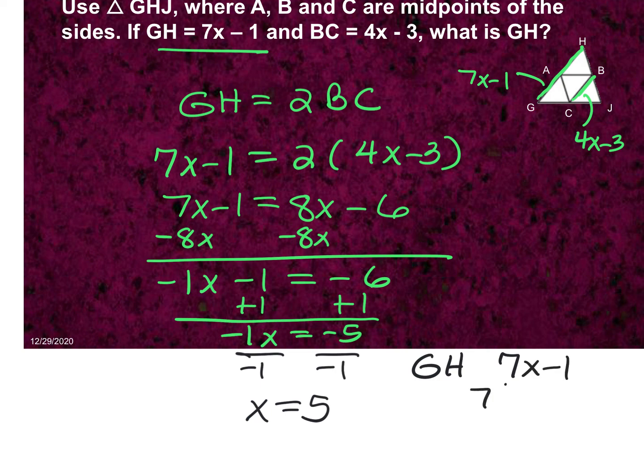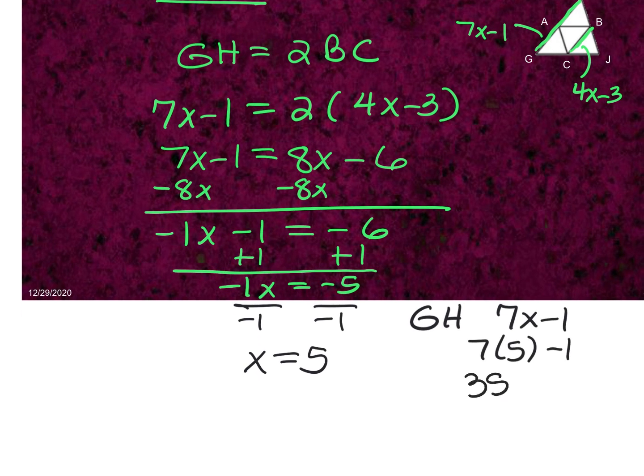Now to find the length of GH, GH was 7x minus 1. I'm going to replace x with 5. I'm going to multiply. I'm going to subtract. And the length of GH is equal to 34. And that is it for the notes for the mid-segment.